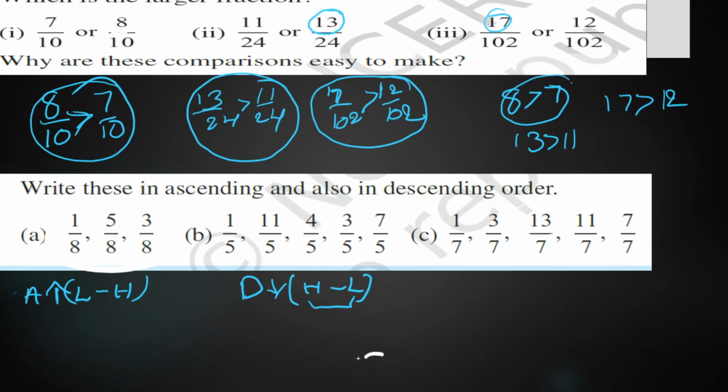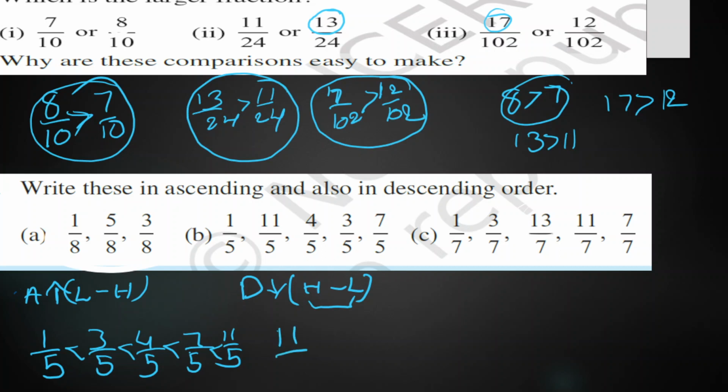Here, 1 by 5 is the lowest. So 1 by 5 is less than 3 by 5 and this 3 by 5 is less than 4 by 5 and this 4 by 5 is less than 7 by 5 and this 7 by 5 is less than 11 by 5.